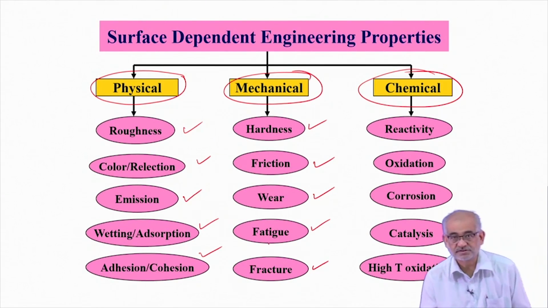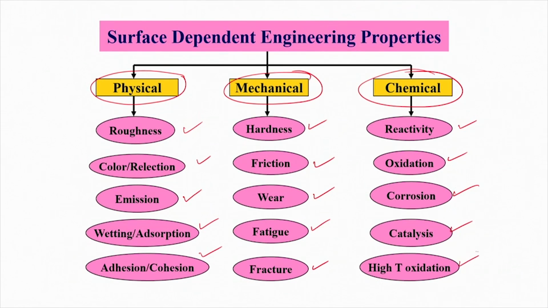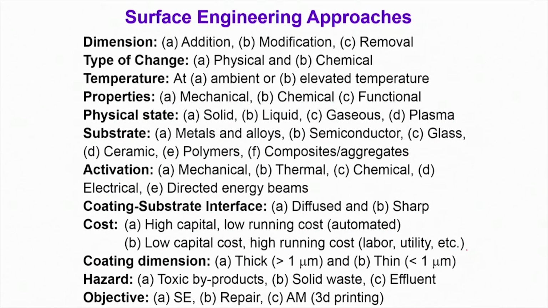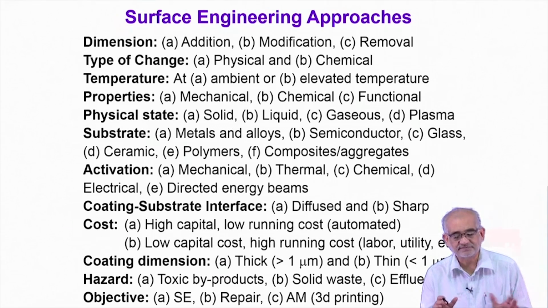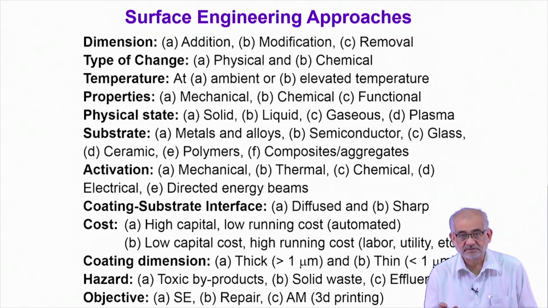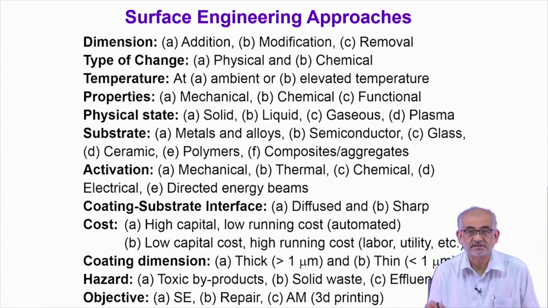The failures mostly initiate at the surface, though to a large extent they are bulk properties, but initiation is always at the surface. Similarly, chemical properties in terms of reflectivity, oxidation, corrosion, catalysis, particularly high temperature oxidation processes and so on. Now, how do we approach the entire or the vast field of surface engineering? It's not very easy to comprehend the entire scope in one snapshot, but that's exactly what we have tried here.